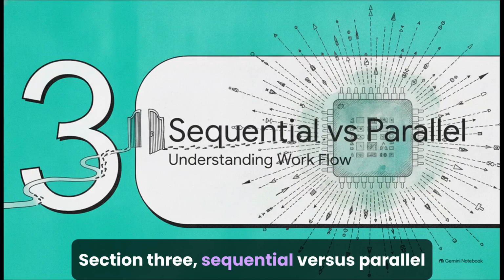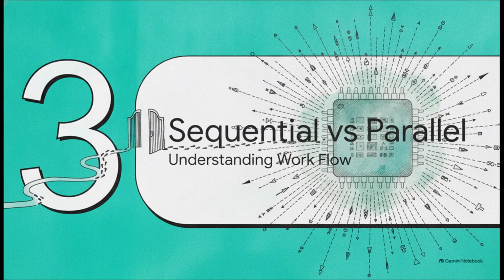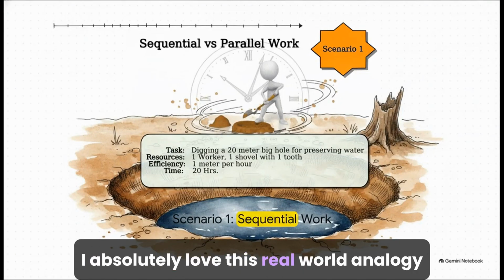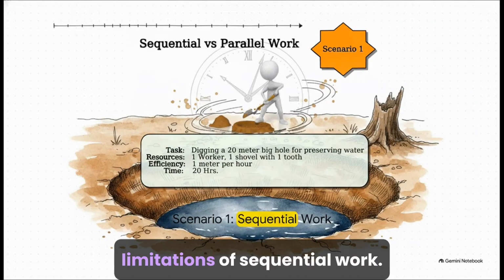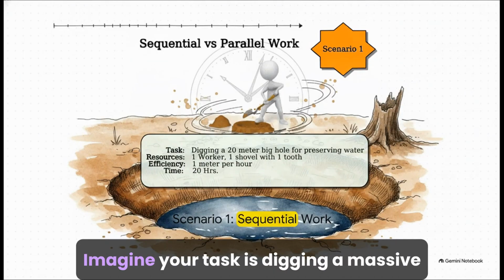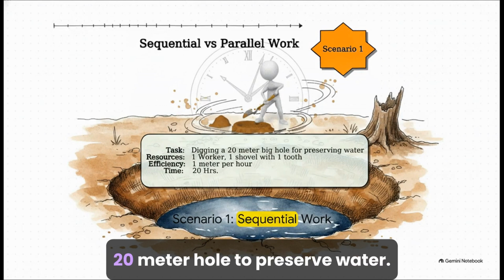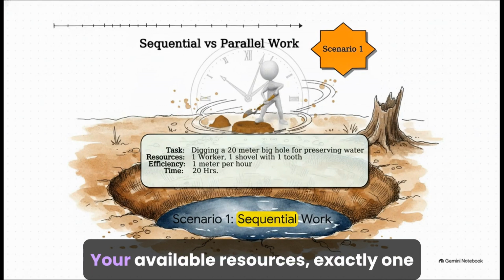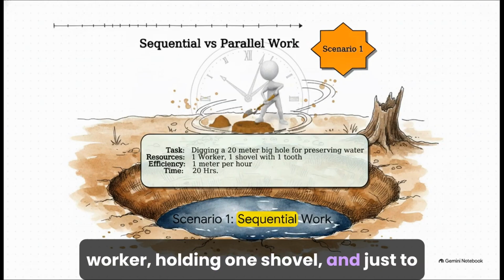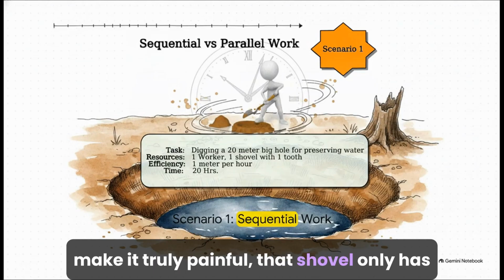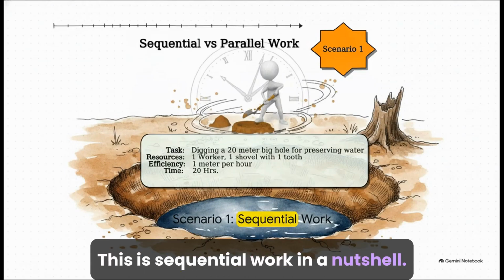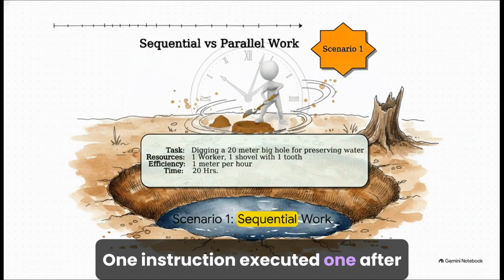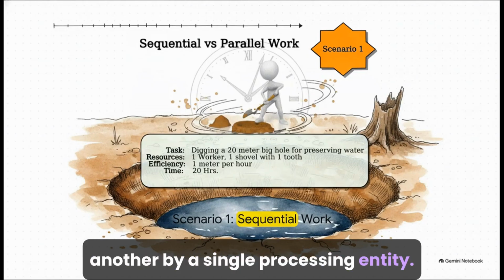Section 3, Sequential versus Parallel Work. I absolutely love this real-world analogy from the source material. It brilliantly illustrates the severe limitations of sequential work. Imagine your task is digging a massive 20-meter hole to preserve water. Your available resources? Exactly one worker, holding one shovel, and just to make it truly painful, that shovel only has one tooth. This is sequential work in a nutshell. One instruction executed one after another by a single processing entity.